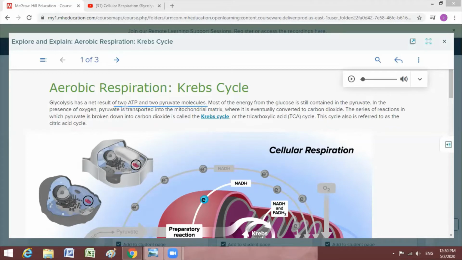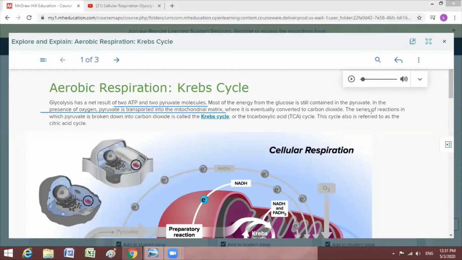So we said glycolysis produces pyruvate, which is a 3 carbon molecule. Pyruvate will enter into the mitochondria in the presence of oxygen, specifically in the matrix. The matrix is the empty space of the mitochondria. Pyruvate, which is a 3 carbon molecule, will enter into the mitochondria, of course, into the matrix.